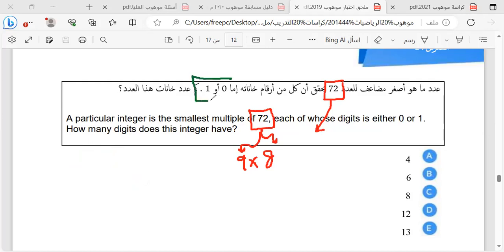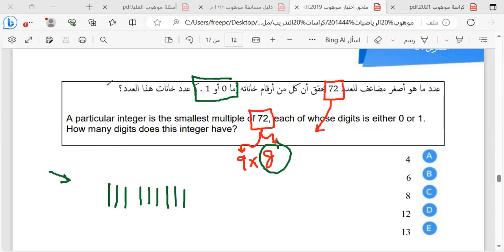I have only 0 and 1. So you put 1, how many? Yes, 9 ones. Right? Nice. Now this number is divisible by 9. Okay, how about divisible by 8?